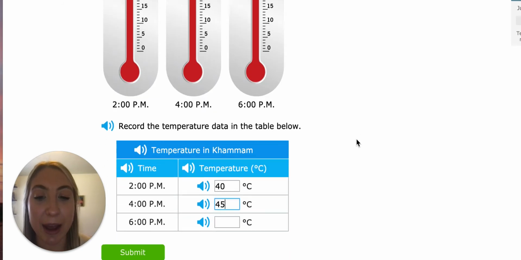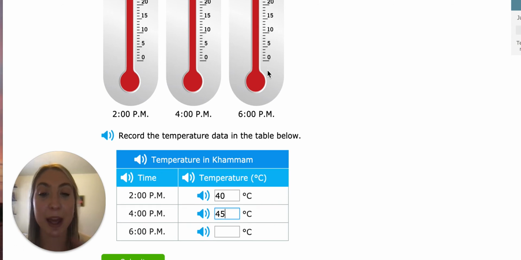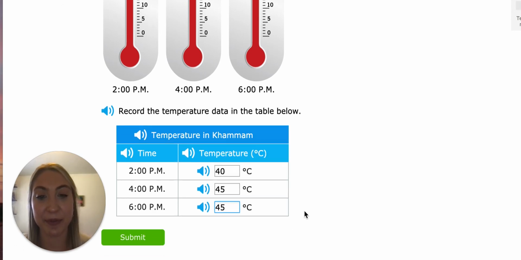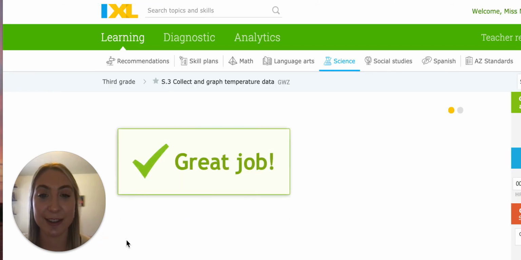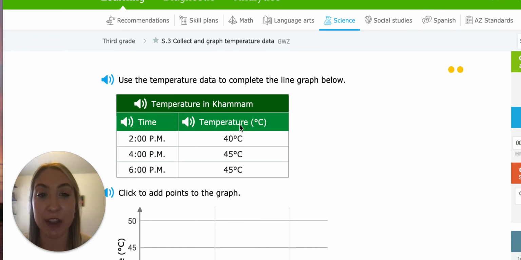And then my next one is 6 p.m. So now I have to find my 6 p.m. thermometer and type in what temperature it is. So I'm going all the way to the top. I'm sliding my mouse over to see what line it falls on. It falls on this line, which is 45. So at 4 p.m. and 6 p.m. it is 45 degrees Celsius. And then let's check our answers. And we did it!